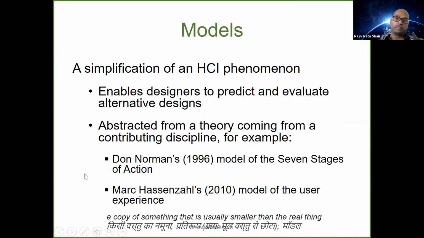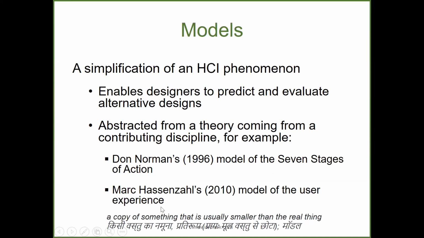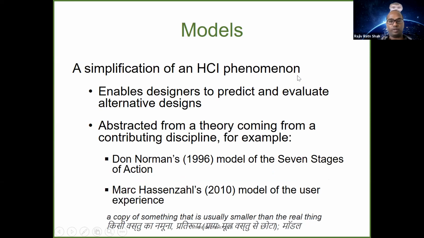And the second last is the models. So a model is a copy of something that is usually smaller than the real thing. It's basically kind of pratiroop, a prior. Sir, like a dummy phone. Yeah, kind of a dummy phone. You are right. So it's basically a simplification of an SCI phenomenon, right? So it enables designers to predict and evaluate alternative designs, because once you have the model, you can quickly build different alternative designs and evaluate them.